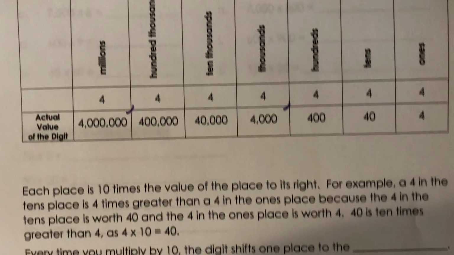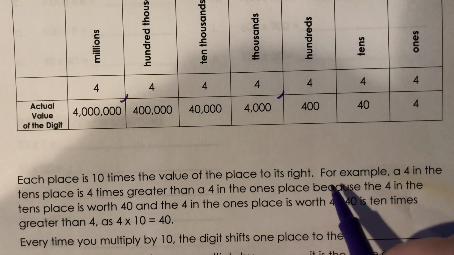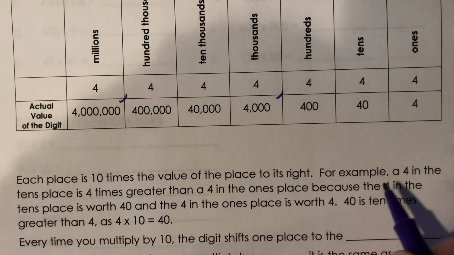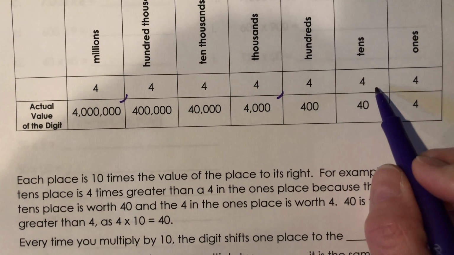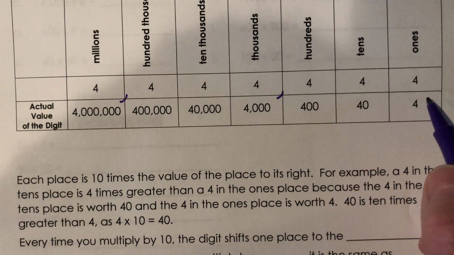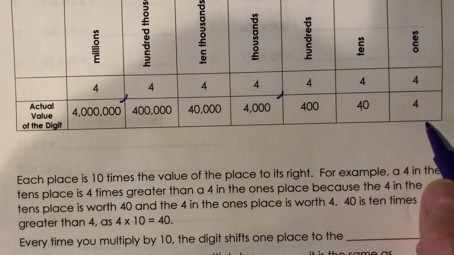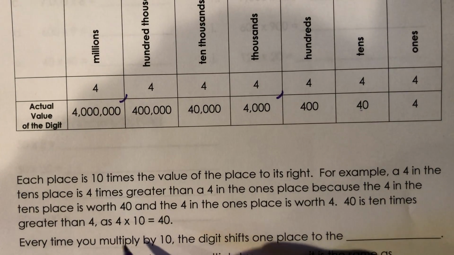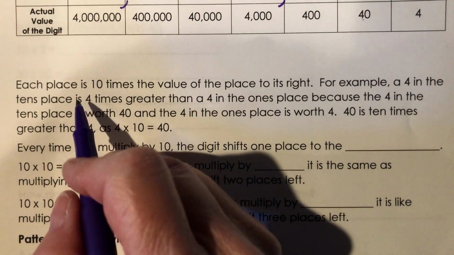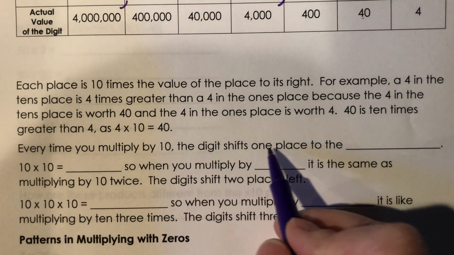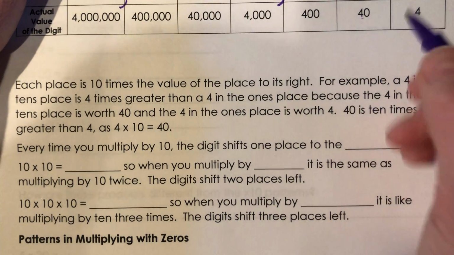So the first thing I'd like to review with you is the fact that each place is 10 times the value of the place to its right. So for example, a 4 in the tens place is 10 times greater than the 4 in the ones place because the 4 in the tens place is worth 40 and the 4 in the ones place is worth 4. So 40 is 10 times greater than 4, as 4 times 10 is 40. So right here it says, every time you multiply by 10, the digit shifts one place to the... And we'll fill this in in 1 second.